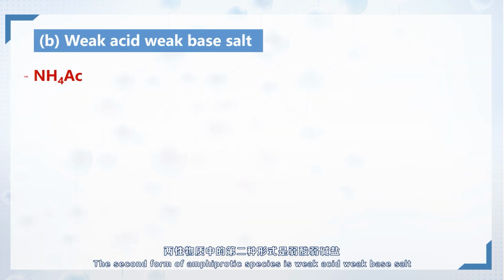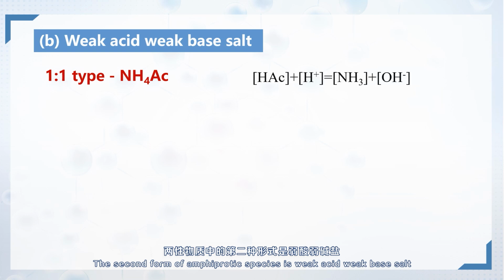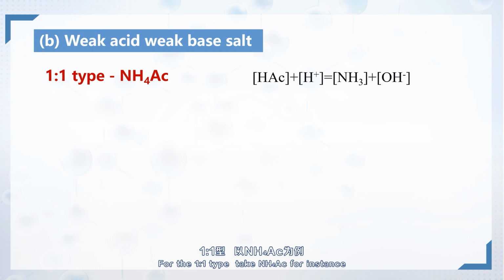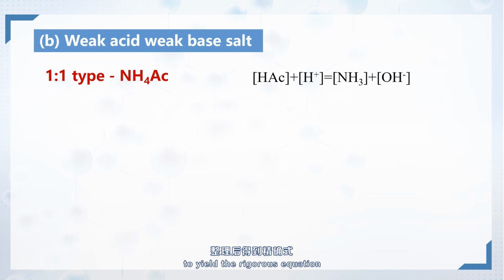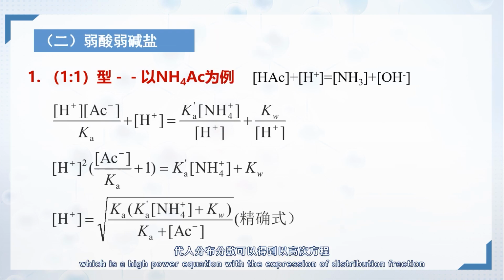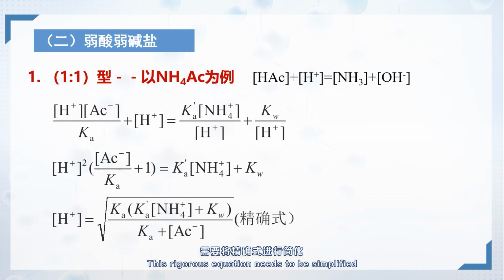The second form of amphiprotic species is weak acid weak base salt. For the 1:1 type, take ammonium acetate for instance. According to the process steps, first write PBE and substitute Ka and Kw to yield the rigorous equation, which is a high-power equation with the expression of distribution fraction. This rigorous equation needs to be simplified.